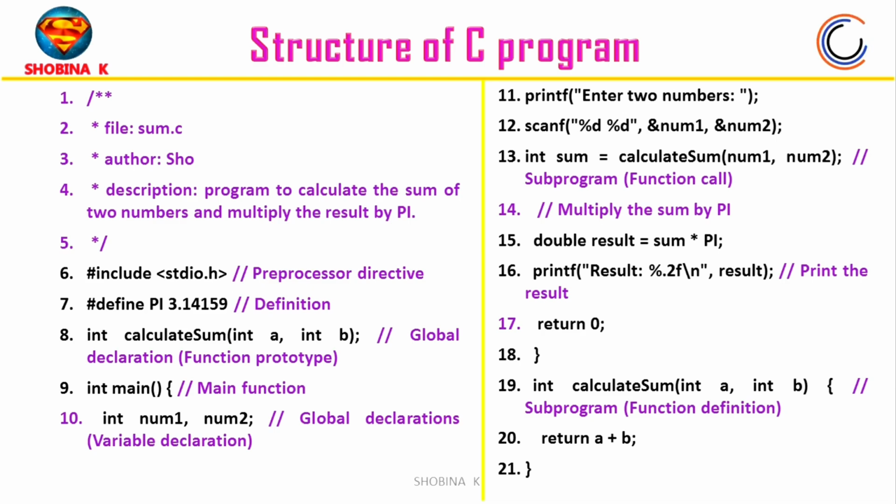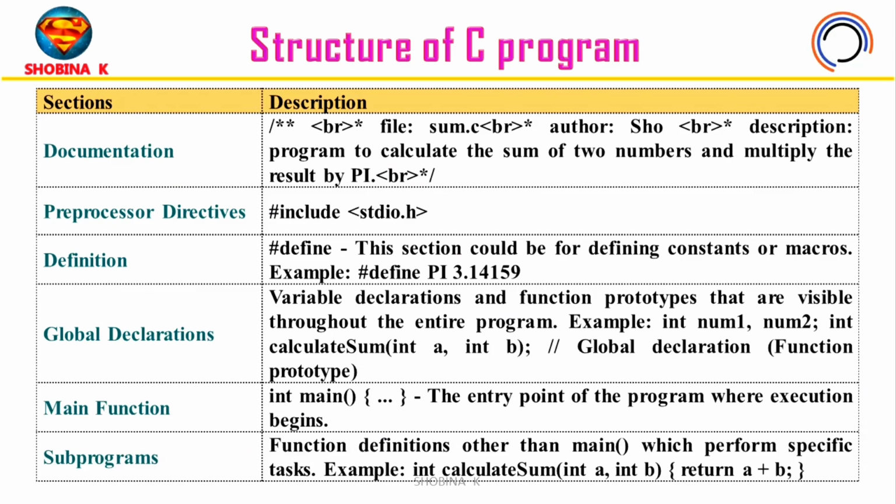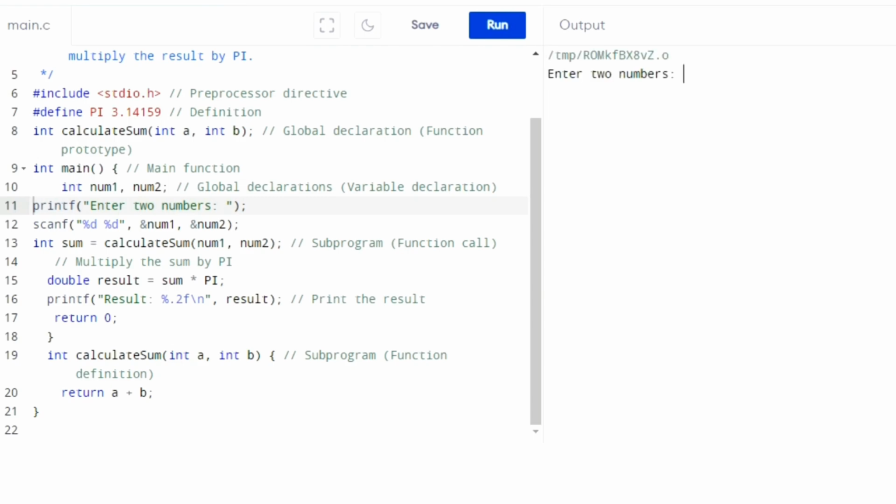Overall, the program demonstrates the structure of a typical C program, including documentation, preprocessor directives, global declaration, the main function, and subprogram definitions and calls. Now let's run this code. I enter two numbers, 10 and 20. The program calculates their sum, which is 30, and multiplies it by PI value, resulting in the output 94.25.